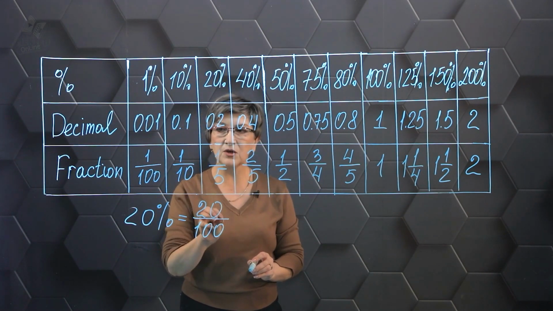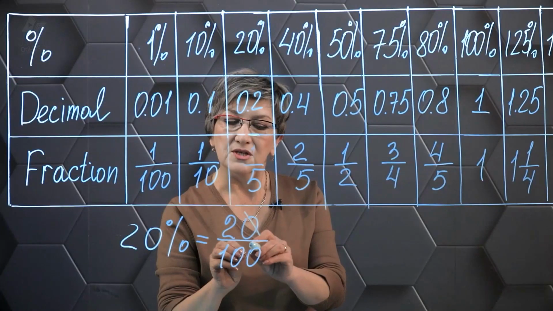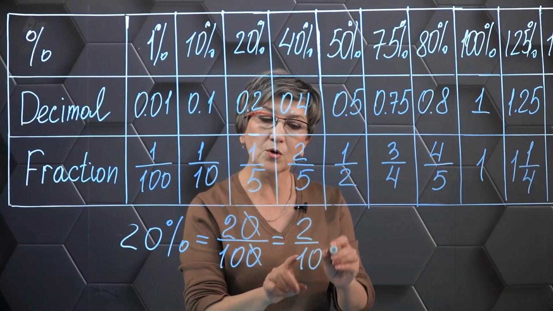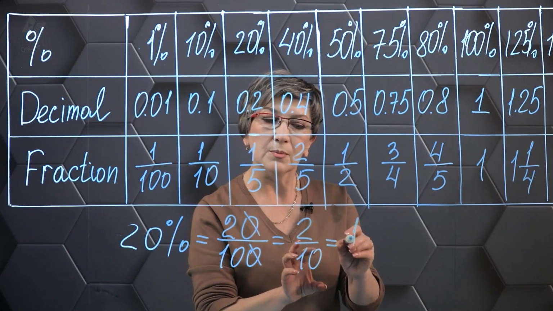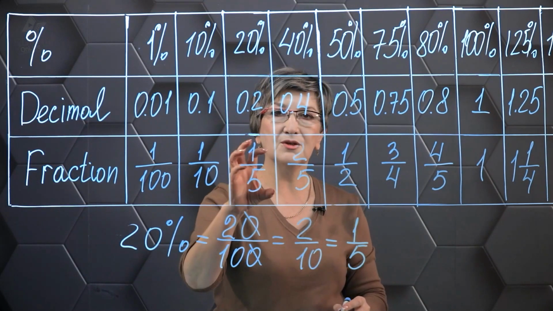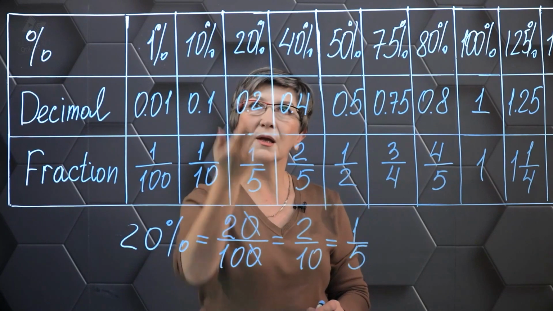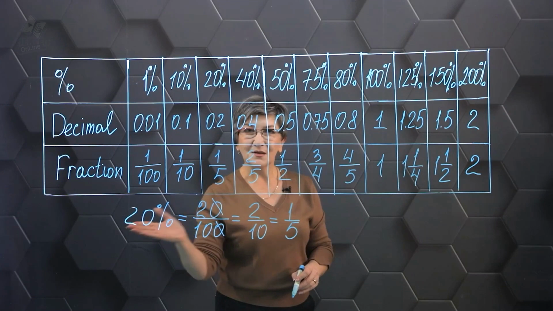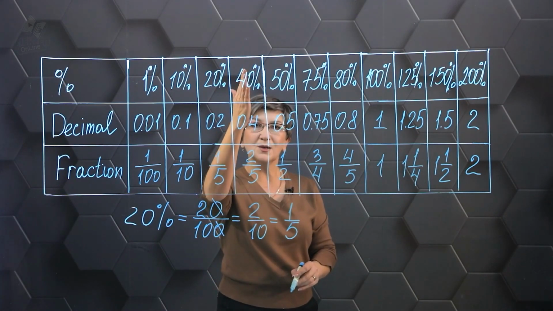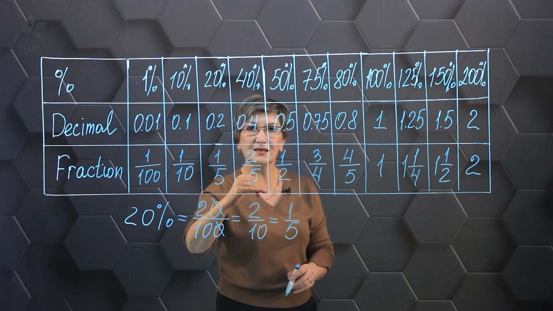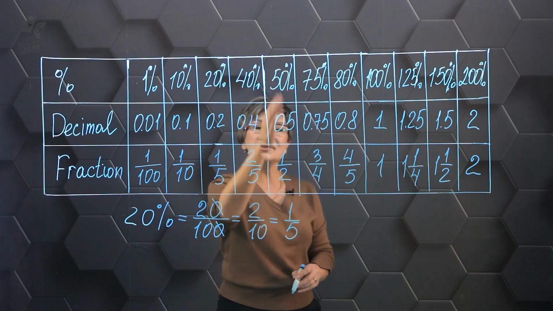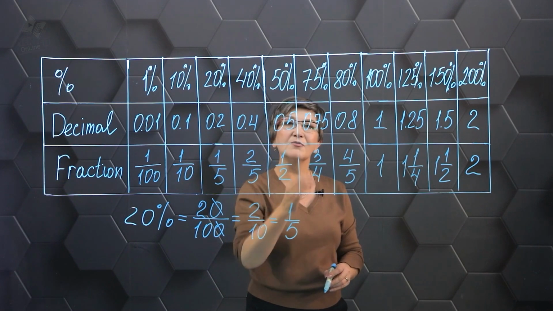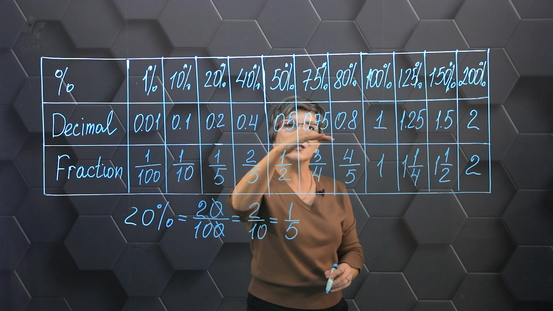And then, when you simplify this fraction, you will obtain 2/10, which is 0.2, and if you simplify this fraction once more, we will ultimately arrive at 1/5. By applying the same algorithm, we can calculate that 40% is 0.4. 50%: is it 0.5 or 1/2? And 75%, is it 0.75 or 3/4?